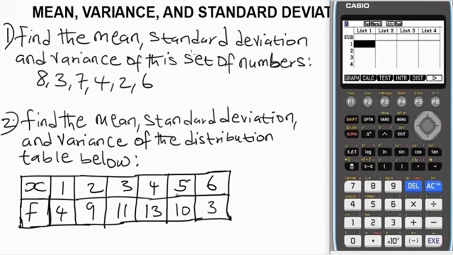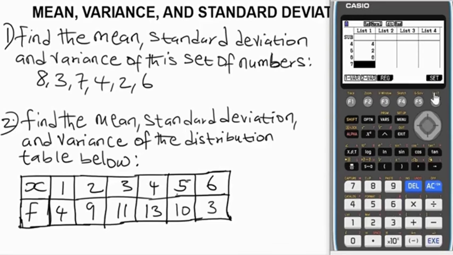Okay, now let's start with question 1. It says find the mean, standard deviation, and variance of this set of numbers. Now, when you are given the independent data without the frequency data, look at how you're going to do it. So let's input this independent data here under list 1. So let's enter the values: 8, 3, 7, 4, 2, and 6. Now you go to calculation F2.